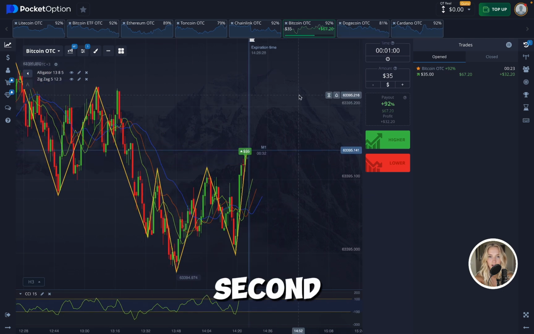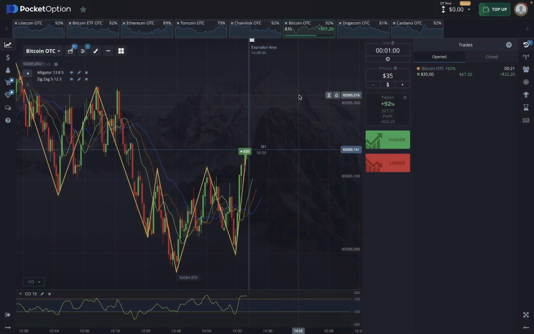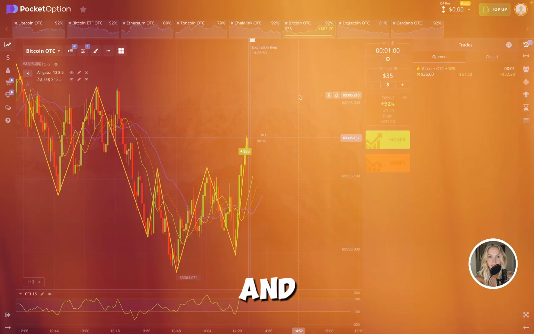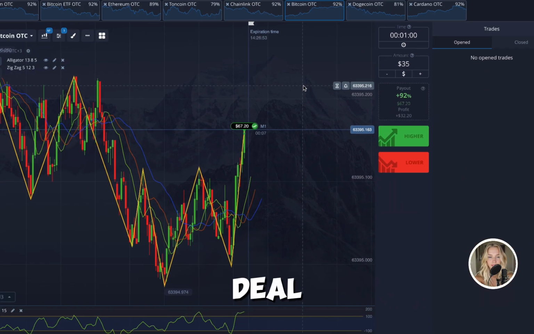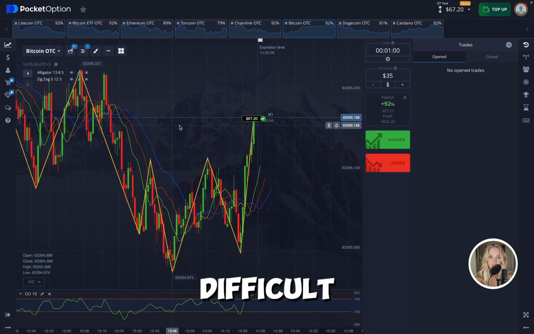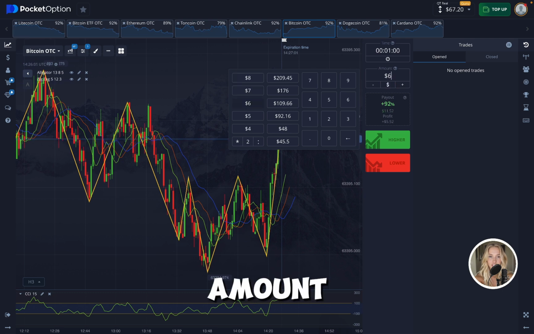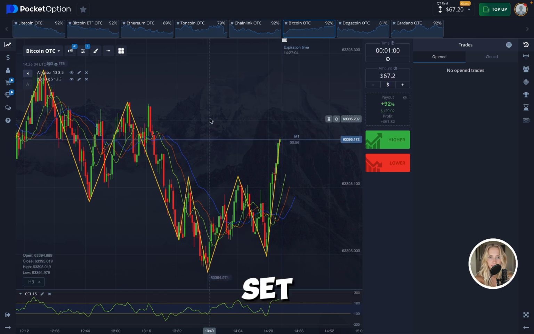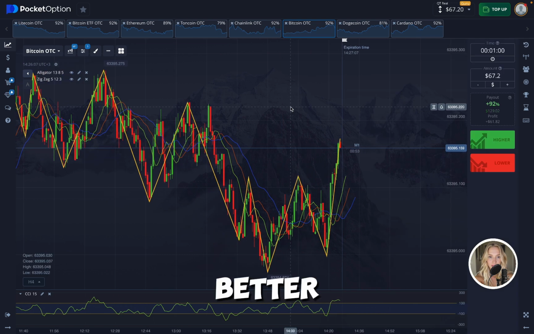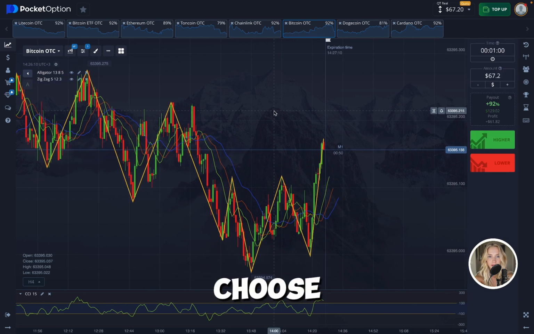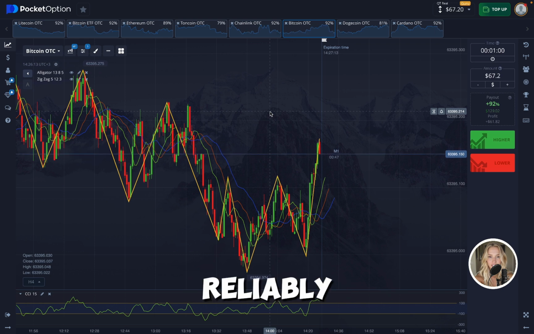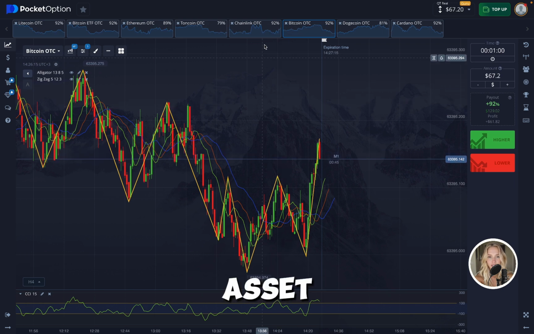Let's look at the result of the second open position. And, as you can see, the second deal worked out successfully. There was a rather difficult entry here, yes, but in general, I did it. I'll change the amount of the transaction and probably set the maximum to reach a profit that suits me better. I'll take a little risk and try to choose the next deal more efficiently and reliably. Let's continue and select the next asset.